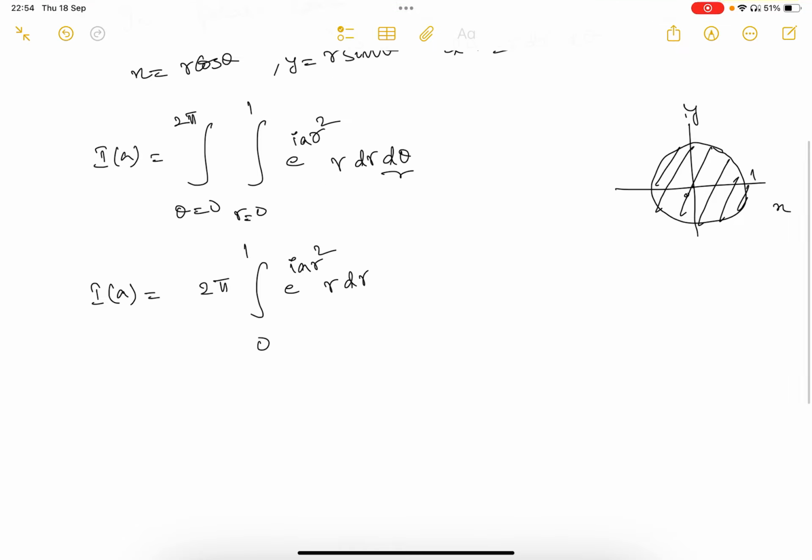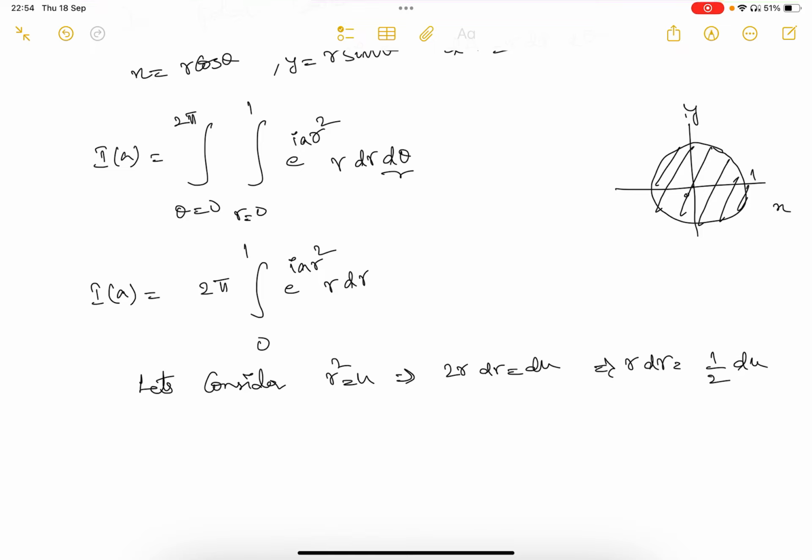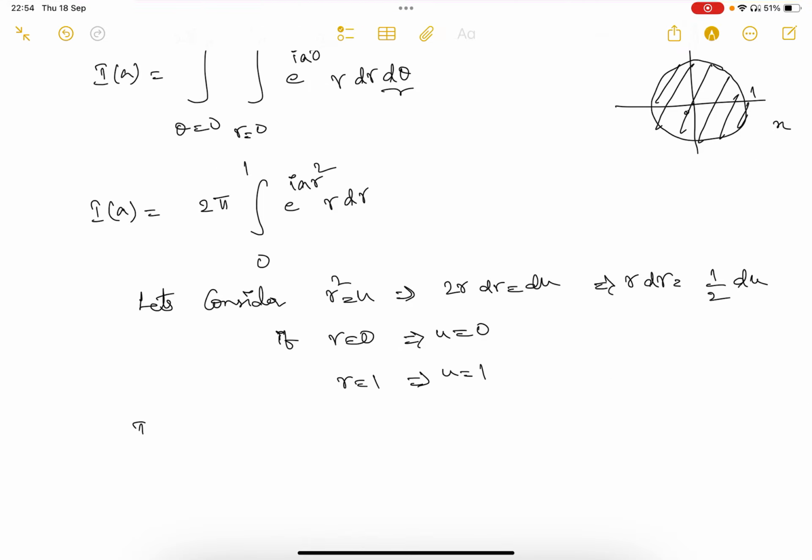Fine. Here let's consider r square equal to u, then 2r dr equal to du. That is, r dr equal to half into du. Then let's calculate the integration limits. If r equal to 0, then u equal to 0. If r equal to 1, then u is 1. That is, integration limits are not going to change.